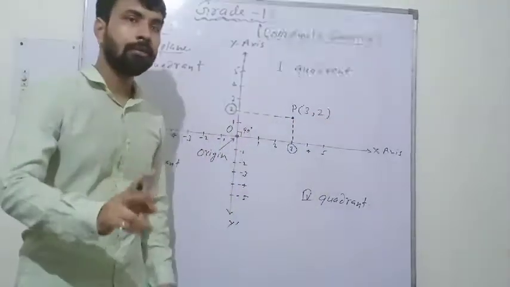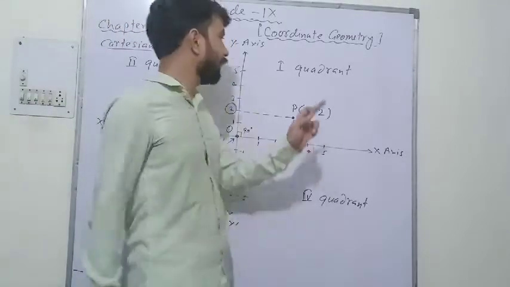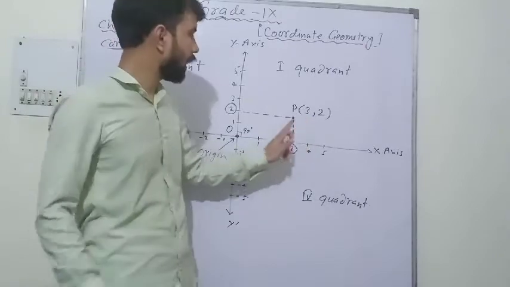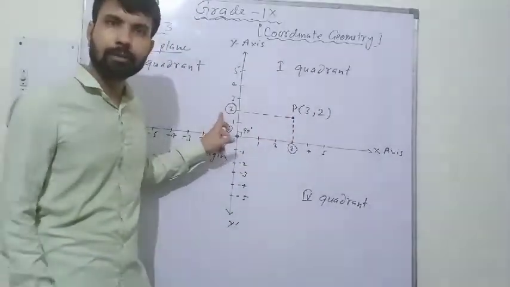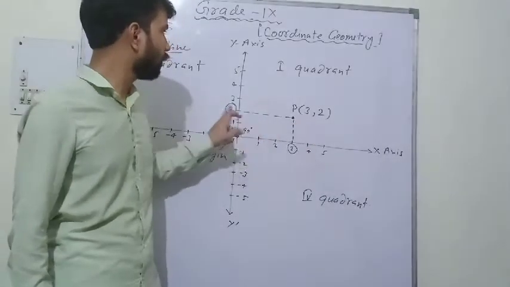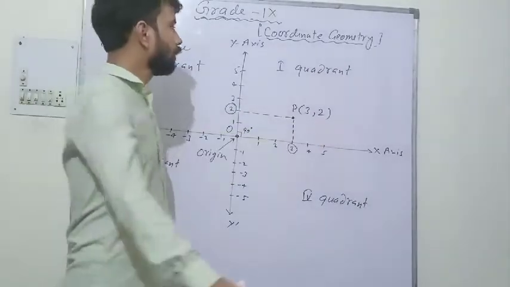Always keep in mind, whenever we have to find the position of a point, the very first value is always the x point and the second is the y point. Understood? This is 3, so it will be first. On the y-axis there is 2, so 2 will be the second.